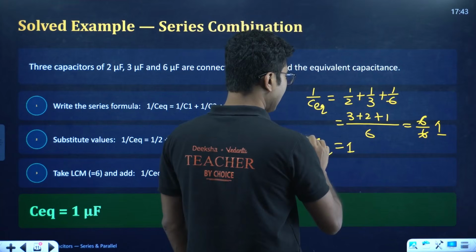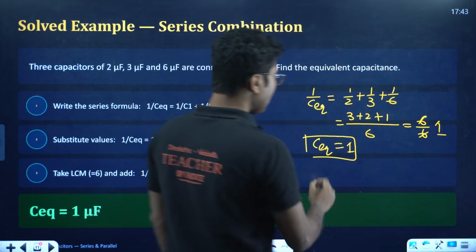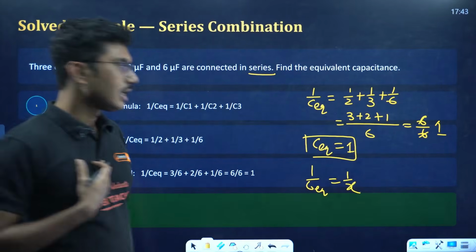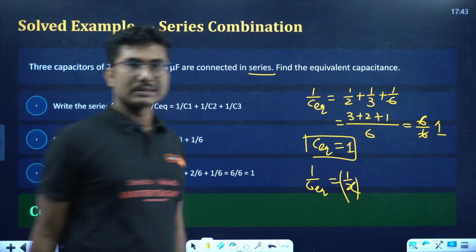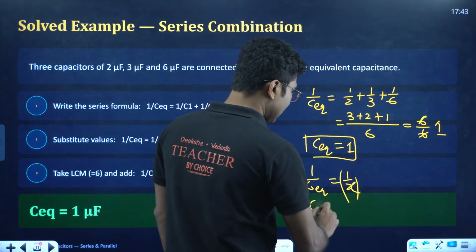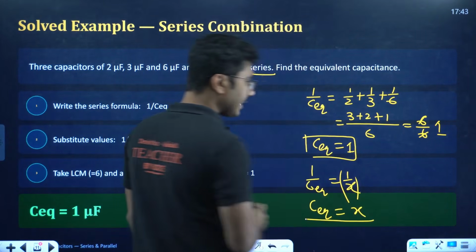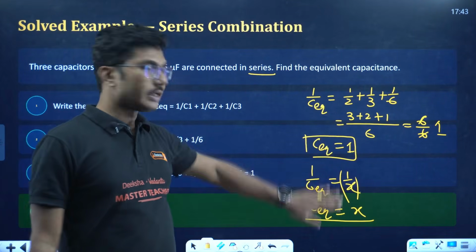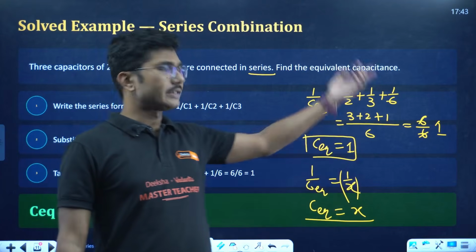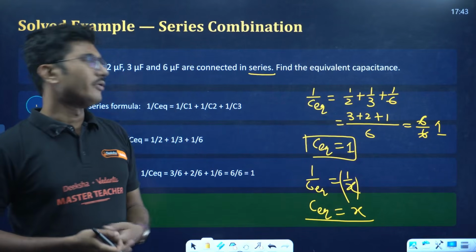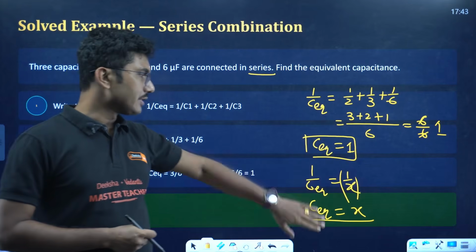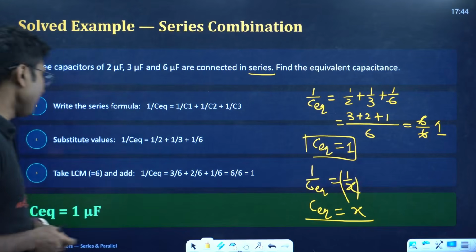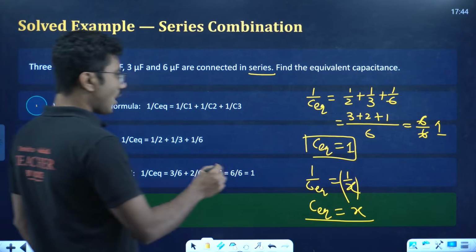Now, after solving, you get a value say 1 by x. I have seen students write the correct answer as 1 by x. They forget to take the reciprocal on both sides. You should not make that mistake. When you are calculating series combination, you have to take the reciprocal. Here the reciprocal of 1 is also 1, so that does not matter. But once you are doing the reciprocal, you need to do it on both sides. So that is another important point. So the value is 1 microfarad.